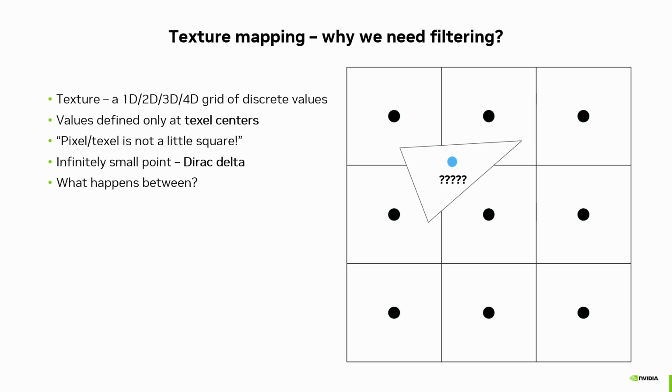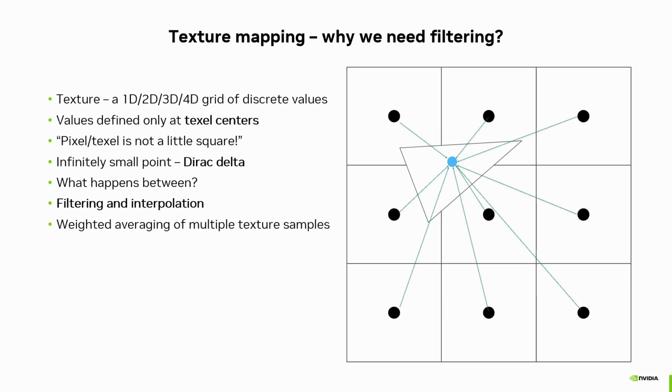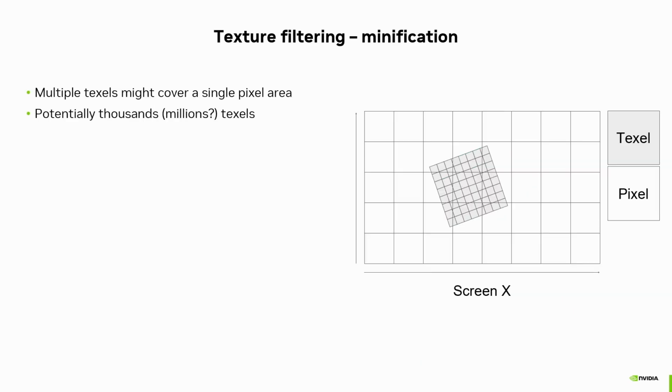So in practice, to be able to use a texture, we cannot rely just on those values. We have to do filtering and interpolation. And in practice, this is weighted averaging of multiple texture samples, where the weights depend on the relative position of the shaded point and texels. And the same approach applies to minification, where many texels might cover a single pixel.